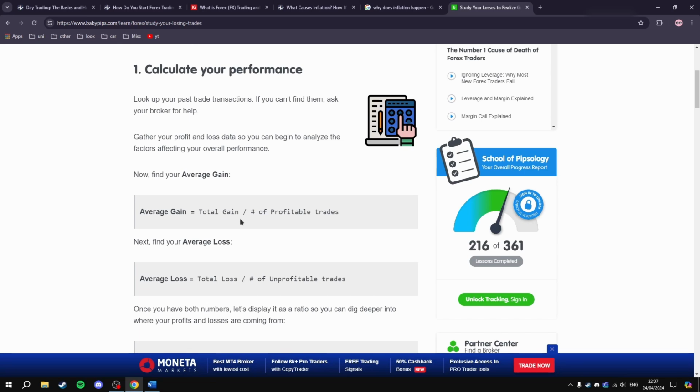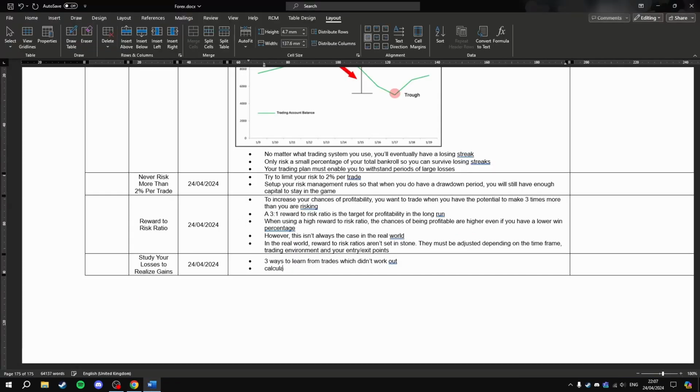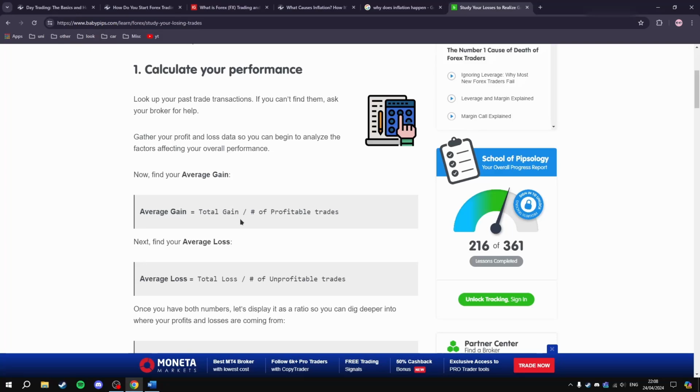Number 1, calculate your performance. Look up your past trade transactions. If you can't find them, ask your broker for help.